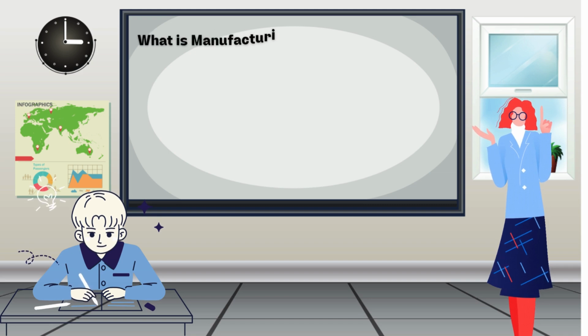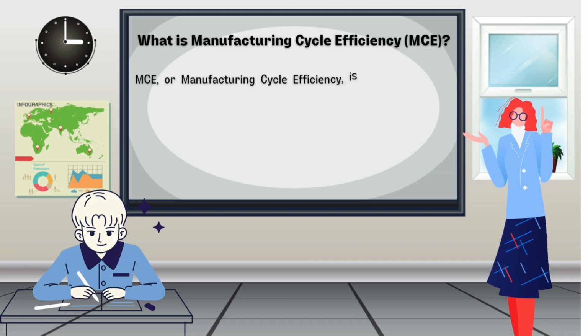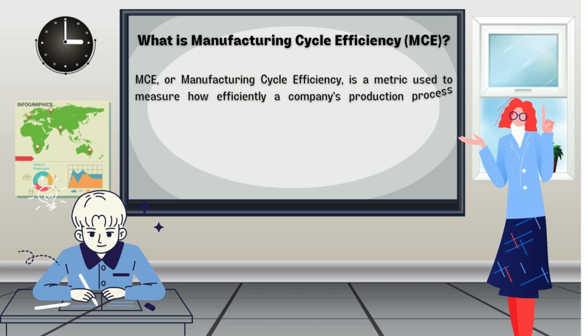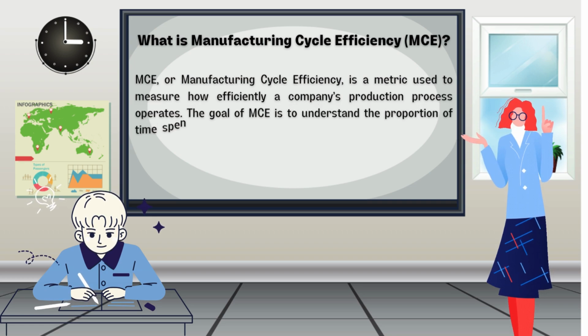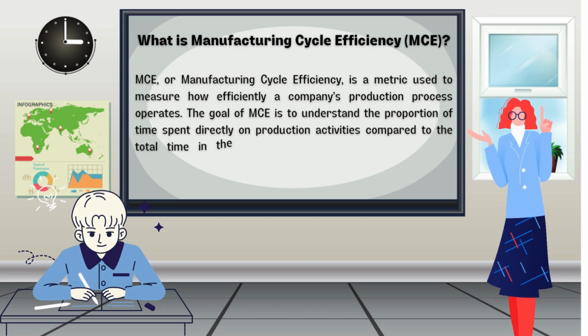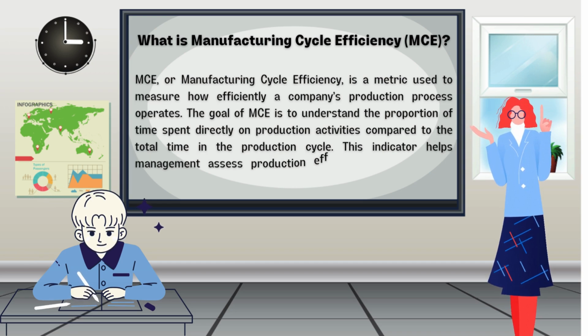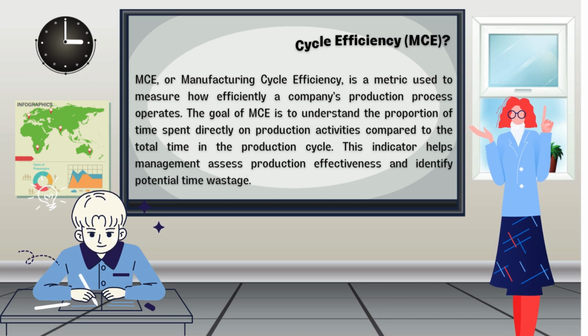What is manufacturing cycle efficiency, or MCE? MCE, or manufacturing cycle efficiency, is a metric used to measure how efficiently a company's production process operates. The goal of MCE is to understand the proportion of time spent directly on production activities compared to the total time in the production cycle. This indicator helps management assess production effectiveness and identify potential time wastage.